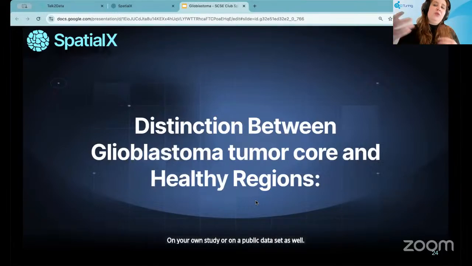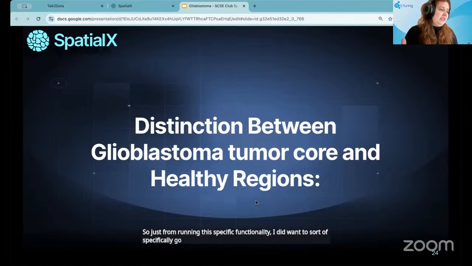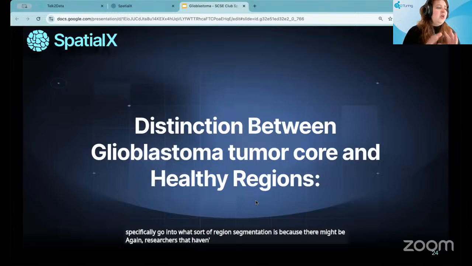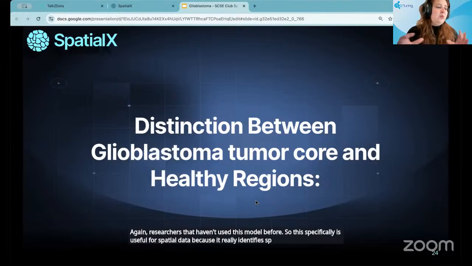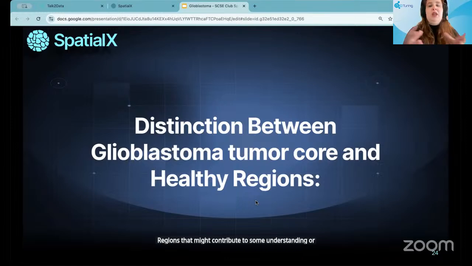So just from running this specific functionality, I did want to go into what region segmentation is, because there might be researchers that haven't used this model before. It is specifically useful for spatial data because it identifies spatially distinct regions that might contribute to some understanding of the biological processes underlying these regions.